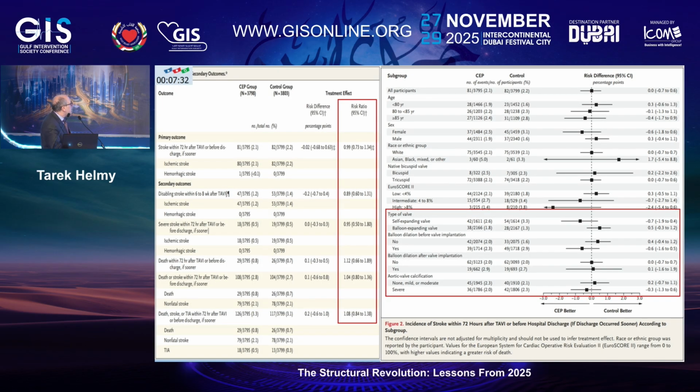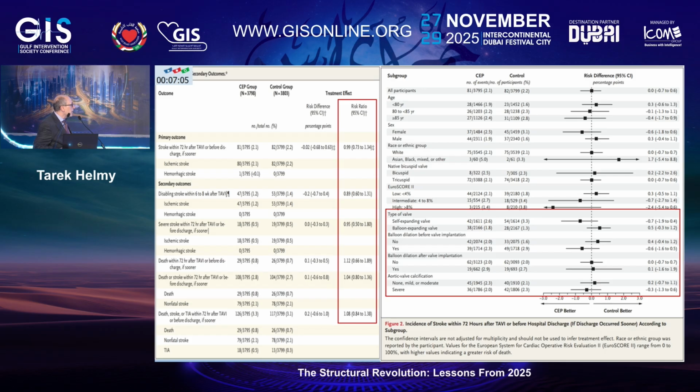And as you can see here, this is the primary outcome: stroke; secondary outcomes: strokes, severe stroke, death. There is no difference in the outcomes between the control group and the embolic protection group. This is irrespective of what kind of valve you used, whether you pre-dilated or post-dilated the valve, or you saw a lot of aortic valve calcification. That made no difference in the outcomes with the use of embolic protection devices.